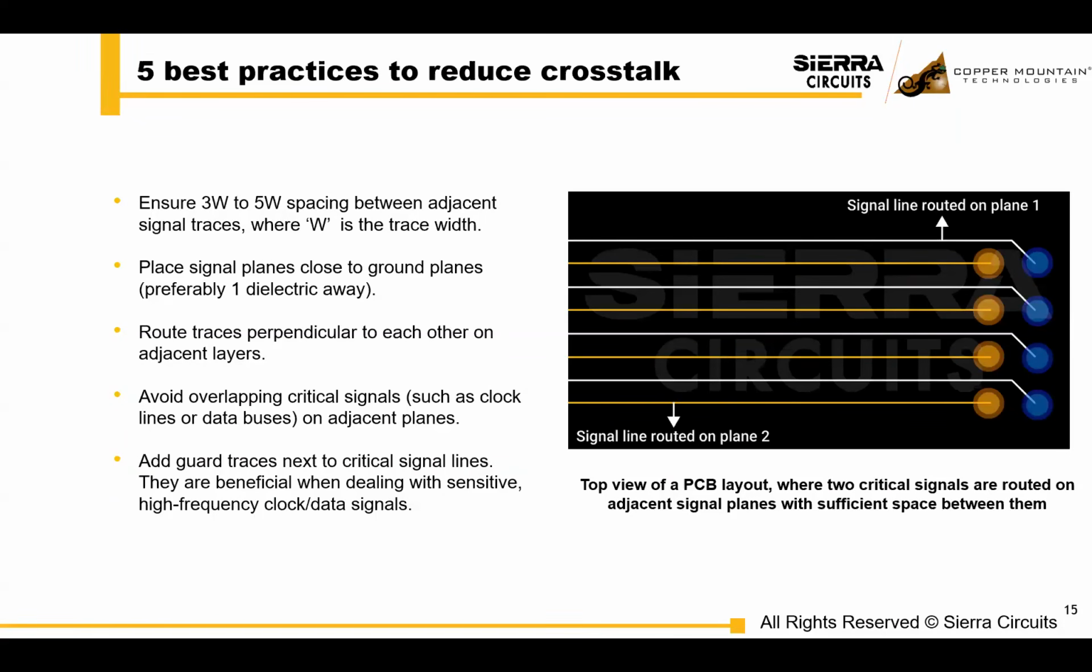You also want to potentially route your traces perpendicular to each other on adjacent layers. That would reduce crosstalk. And you want to avoid overlapping critical signals such as clock lines and data buses on adjacent planes. You can also add guard traces next to critical signal lines. And of course, you can also add via stitching.